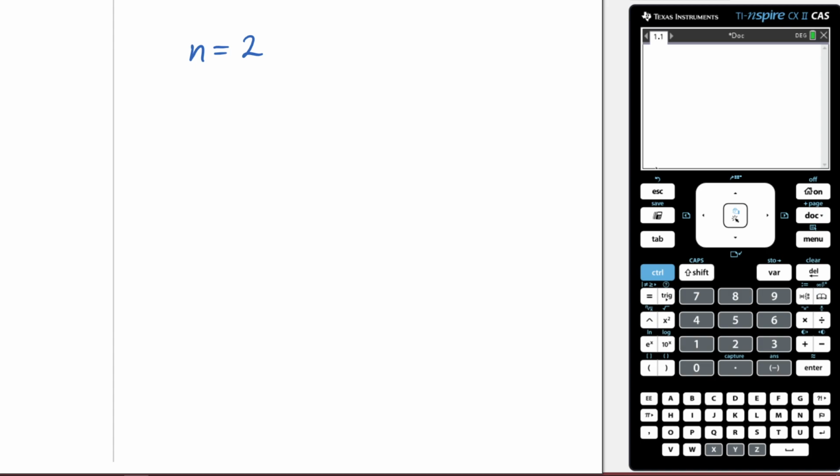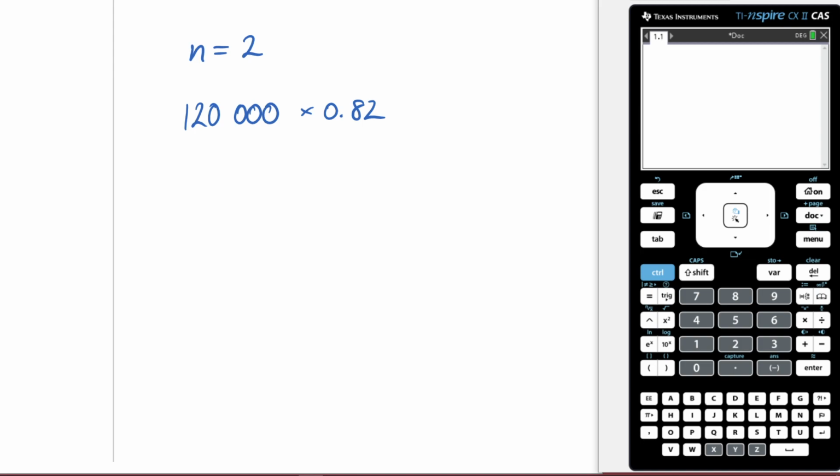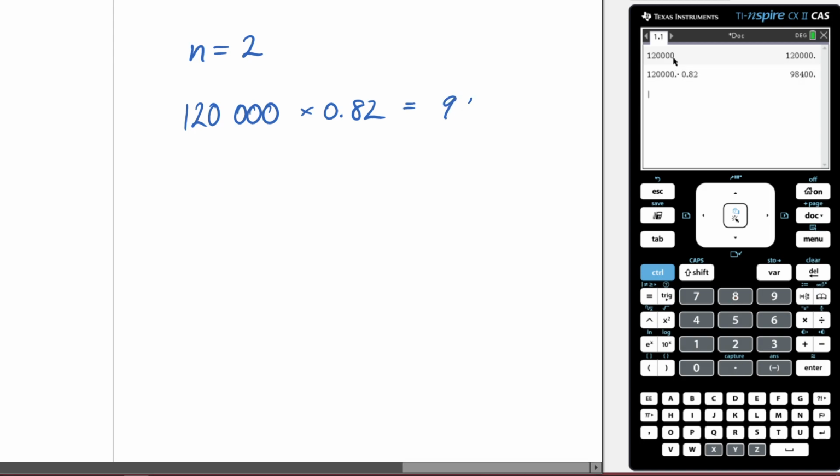If I wanted to figure that out, what I could do if I was using my recursion relation is this. I know that I start off with it being worth 120,000. I then times it by 0.82. I'll come over to my CAS. I go 120,000 times it by 0.82. It's going to be 98,400. That's when n is equal to 1. So that's after 1 iteration.